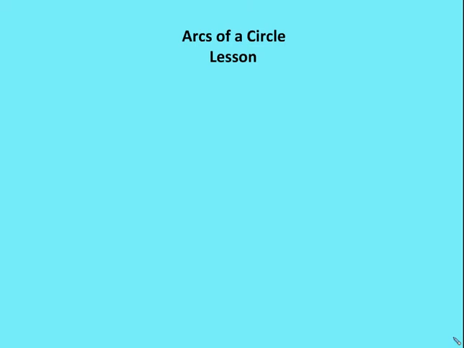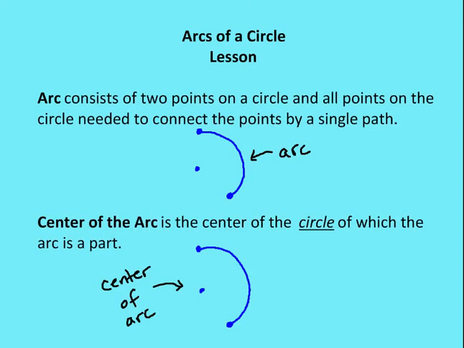In this edition of Otten Math, we are going to talk about arcs of a circle. All right, so what is an arc? Well, an arc consists of 2 points on a circle, and all the points in the circle need to connect the points by a single path. So I say this blue line here is going to be our arc.